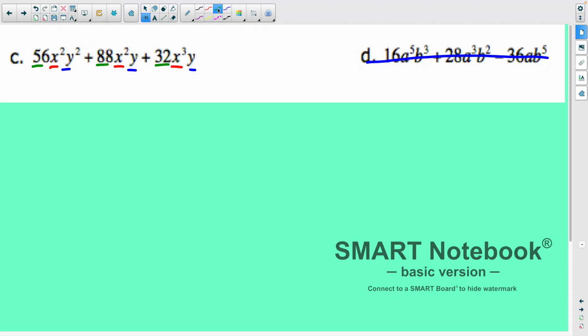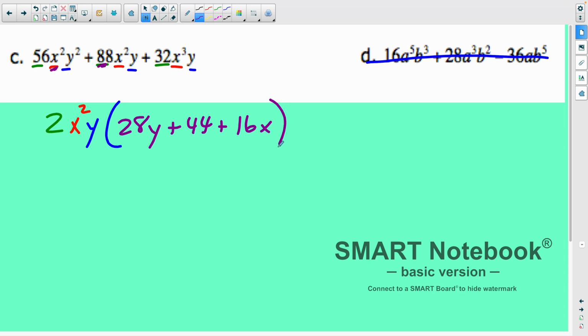You might go, okay, they're all even, so you might take a 2 out. If I look at the x's, there's an x squared, x cubed. I can take an x squared from all three. And then the y's, there's a y squared, y, and y, so I can take a y. Now once I do that division, 56 divided by 2 is 28. X squared, I took the x squared out there, and I took one y, so there's one y left. 88 divided by 2 is 44. There's an x squared and a y, and I took both of those and put them out front, so it's just 44. And I have 32 divided by 2, which is 16. X cubed, I took x squared out, there's an x left, and then I took a y, it's out front.